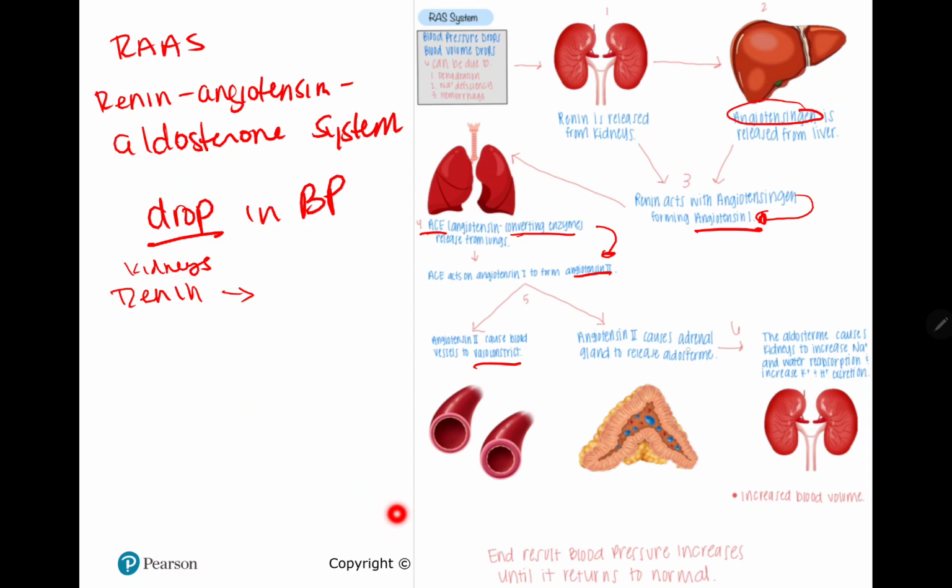Angiotensin 2 will also cause the adrenal gland, the adrenal cortex, to release aldosterone. Aldosterone will go to the kidneys, and that will increase renal absorption of sodium and water. So if we can increase our absorption of water, we won't lose it, thus increasing blood volume, thus increasing blood pressure. Okay? So this is the RAS system.